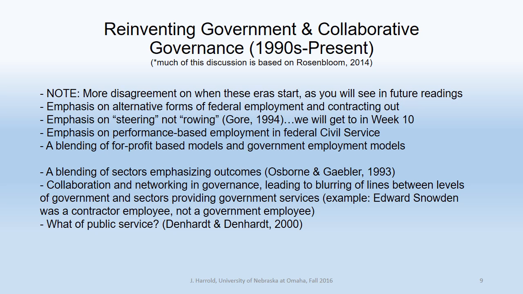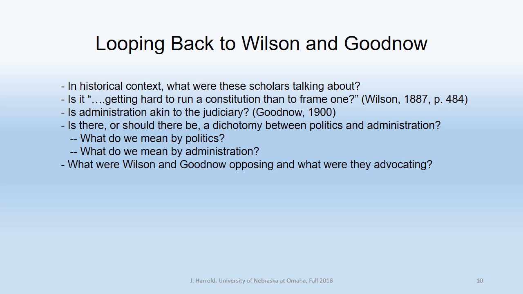We're going to get to this thread of thought by Denhart and Denhart in about week 14 or 15, I think. But all of this talk of how government employees get hired and fired, how they're judged, really brings us full circle to the context in which Wilson and Goodnow were writing. So in historical context, in 1887 and in 1900, what were Wilson and Goodnow talking about?